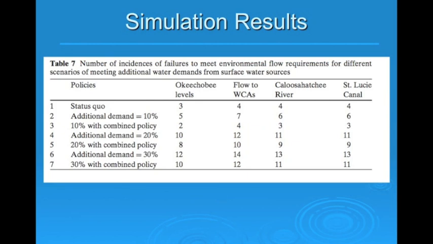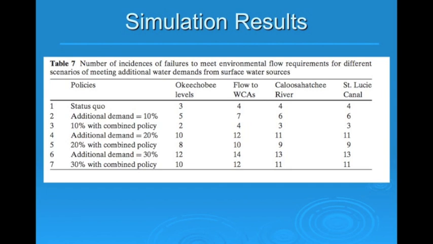Now, once you implement these policies, remember that we set these criteria for environmental flow requirements. But there could be a dry year or a very wet year. It can be a climate event. So you're bound to fail to meet environmental flow requirements every once in a while. So with the different policies, we were looking to see how many failures or incidences we would get over the period of simulation. And here's that information.